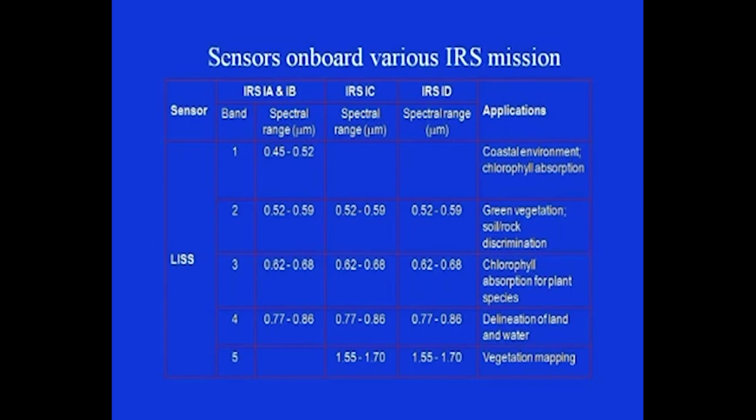WIFS, as a matter of fact, was introduced in IRS-1C. In the IRS-1C, there were only two WIFS bands, operating in the region of 0.62 to 0.68 and 0.77 to 0.86. This was primarily meant for global vegetation mapping. However, in IRS-1D, the WIFS sensor had a third band in the infrared region, that is at 1.55 to 1.75, and this was done in order to enhance the global mapping scenario.